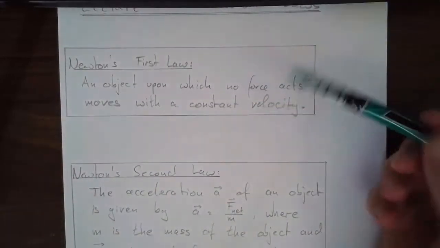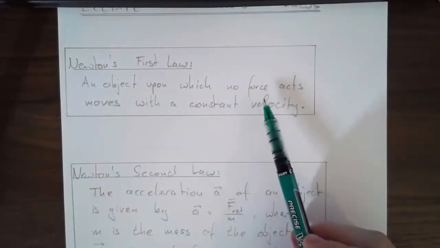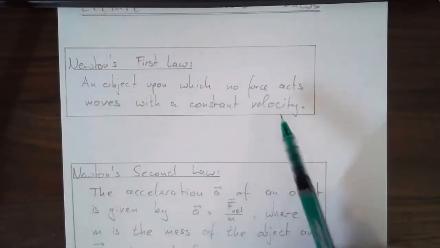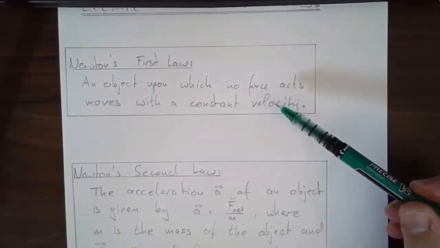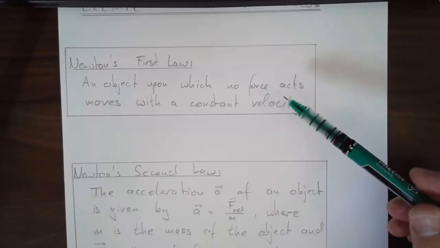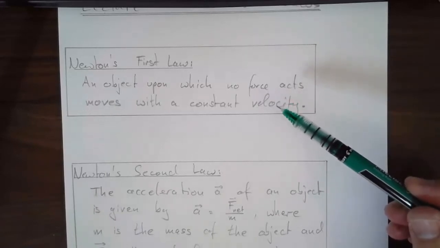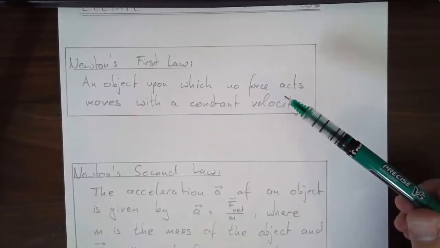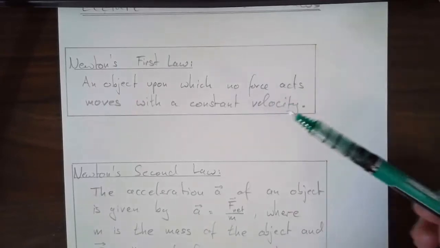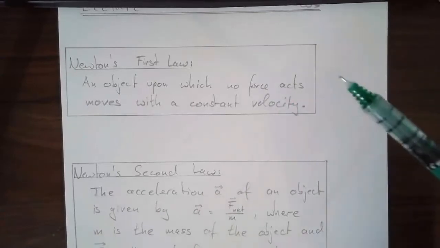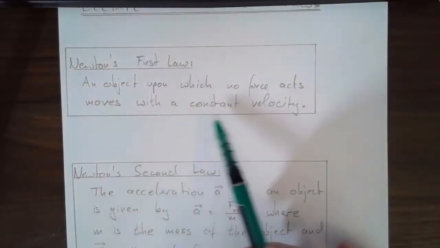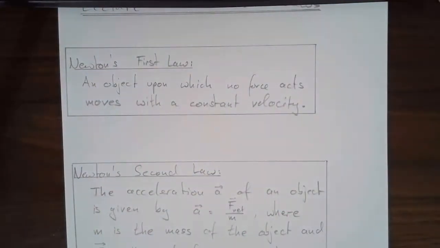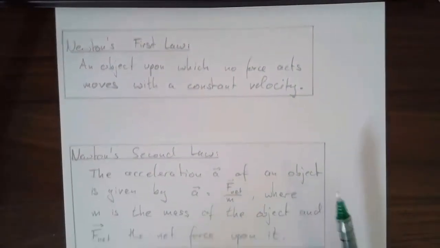Newton's first law states that an object upon which no force acts moves with a constant velocity. You'll often see it stated in some kind of more roundabout way. For example, an object upon which no force acts will remain at rest if it is at rest, and will continue to move in the same direction at a constant speed, or in a constant manner. It's said in a more roundabout way, but what it boils down to is that an object on which no force acts moves with a constant velocity. Sounds fairly straightforward. Actually, its importance is rather subtle, and I'll talk about that later.